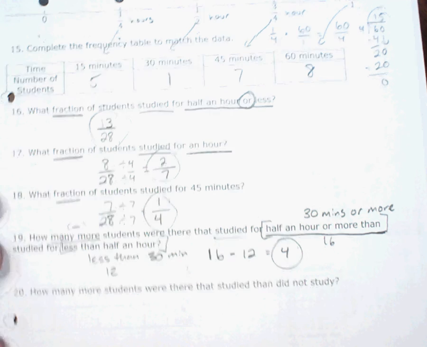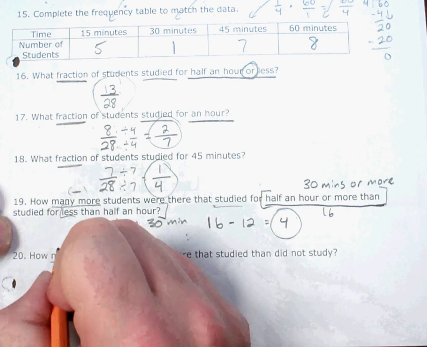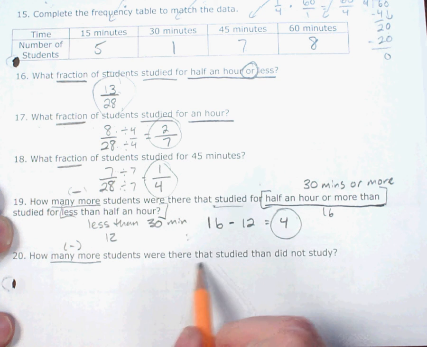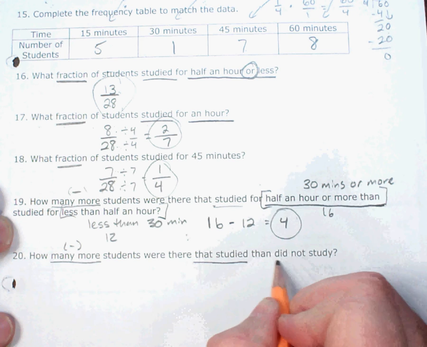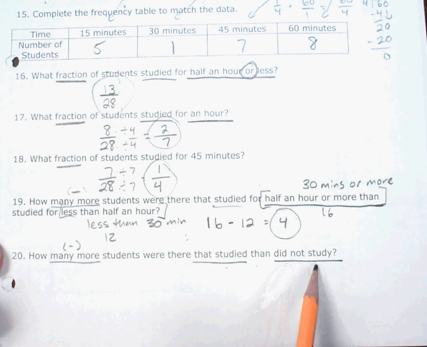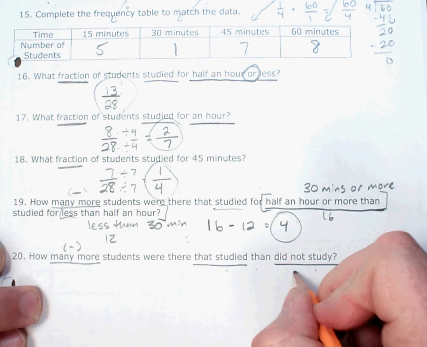All right, number 20. How many more, ooh, there's that "how many more" again, so we're probably going to be subtracting, students were there that studied than did not study? So what does that mean? Because there's no numbers in there. There's no minutes, there's no quarter hours, there's no numbers in there. How many more students were there that studied than did not study? Well, if they did not study, how many minutes did they spend? Well, that'd be 0, right? 0 minutes.